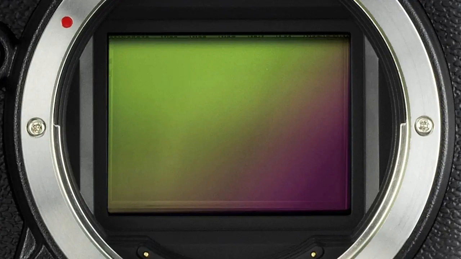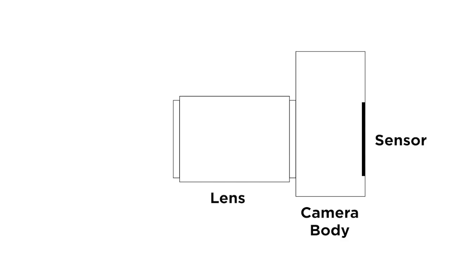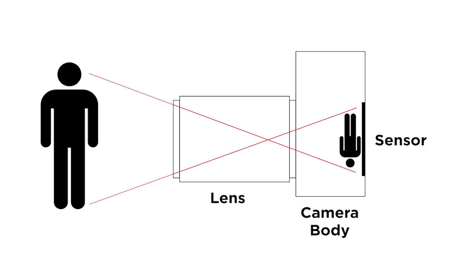Let's talk about the sensor. Digital sensors are composed of pixels. Pixels are tiny solar cells that convert light into electricity. When the light passes through the lens and it is focused and exposed correctly, it is captured by the sensor.